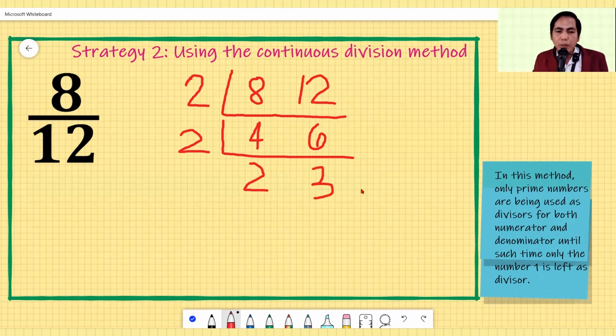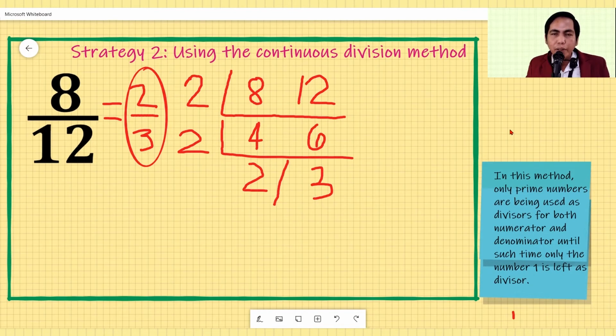Now let us take a look at 2 and 3. We don't have any other number to divide to 2 and 3 except 1. So meaning to say that our number is already in the lowest form. So meaning to say that the lowest form of 8/12 is equal to 2/3.